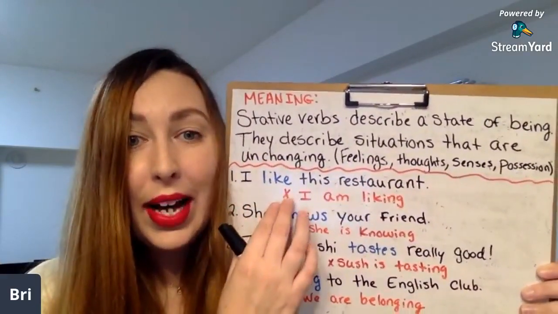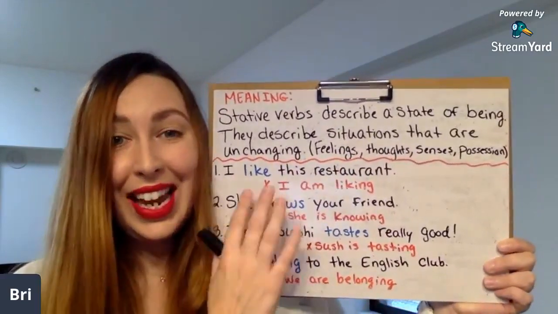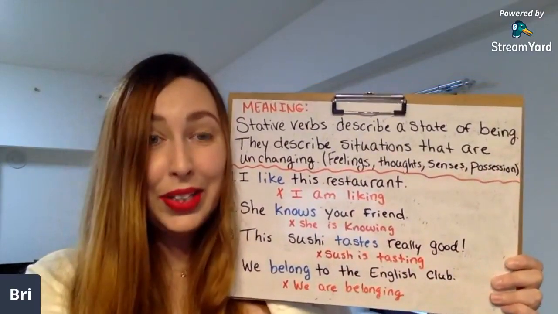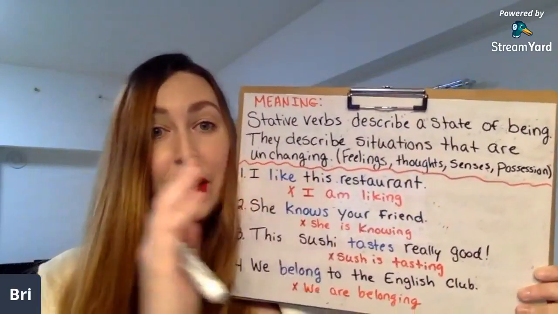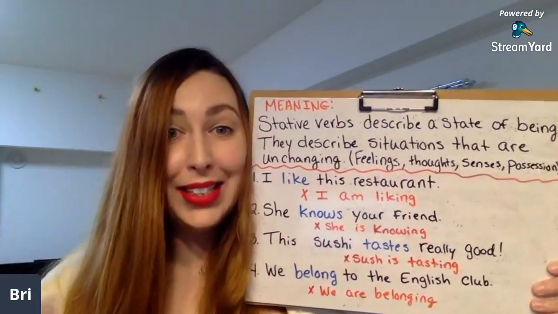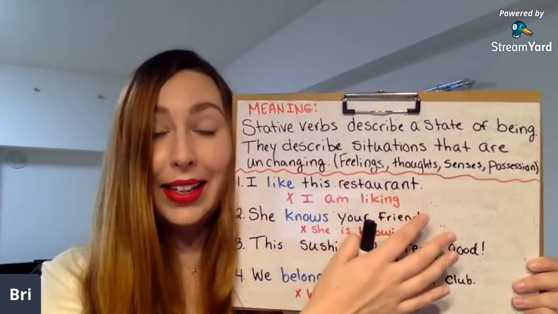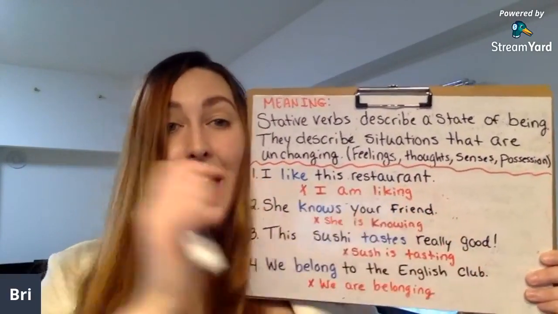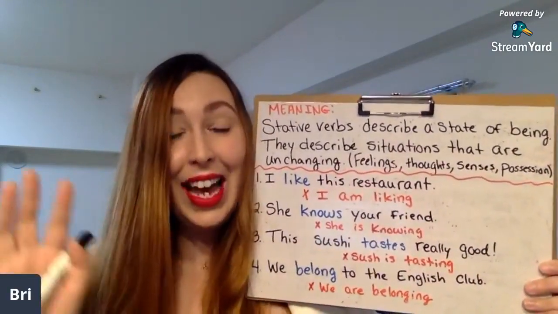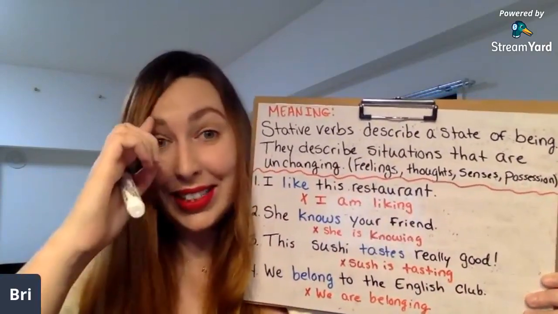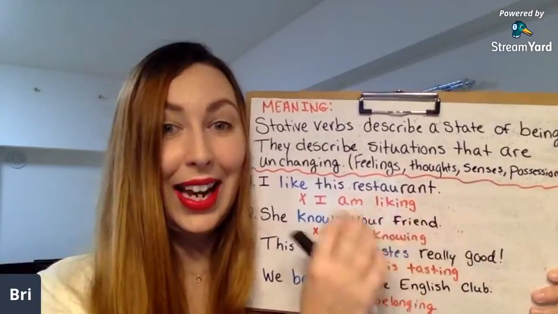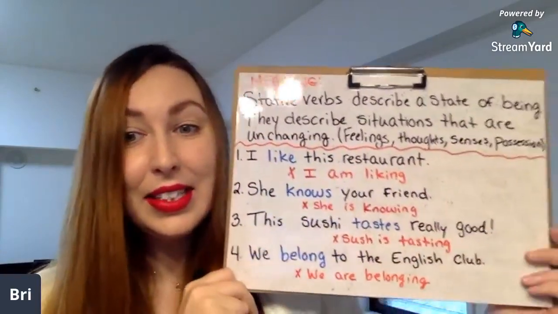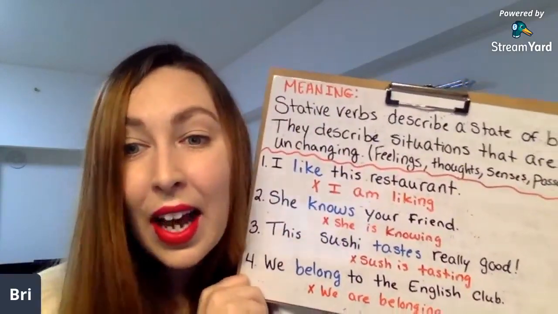We would not say, I am liking this restaurant. This is actually incorrect grammar. So if you take a grammar test, you don't want to say, I am liking, she is liking. However, in our everyday conversation, sometimes we use, we are liking, I am liking.